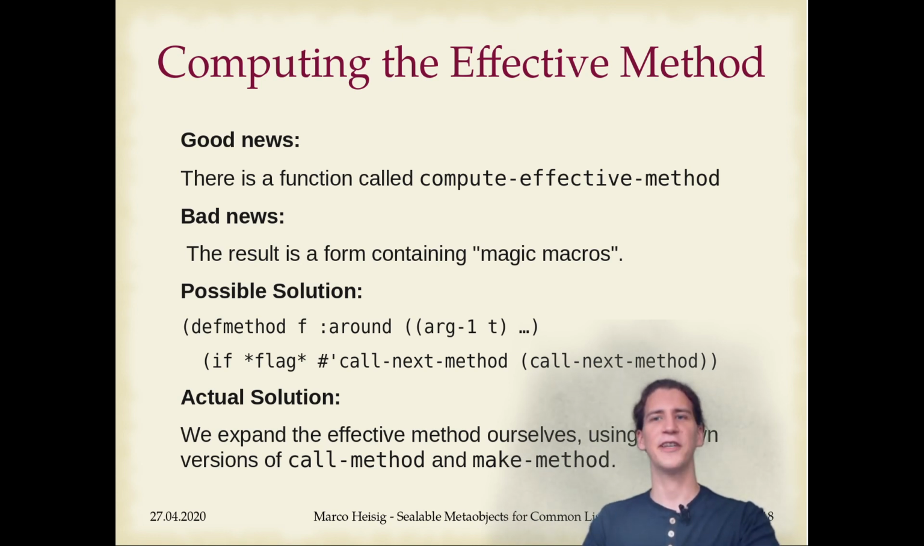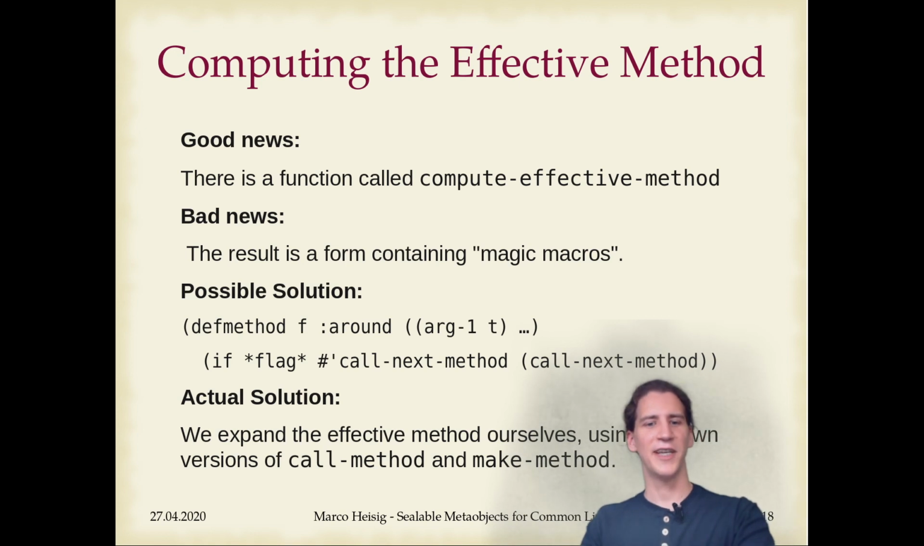I've sketched it here. In reality, you would do it a bit more sophisticated, but the rough idea is you just define an around method on the arguments, and if a special variable is set, we return the function call-next-method for further use. Otherwise, we call the next method. And then to obtain the effective method function, we can just set the flag, call this function with the right arguments, and then use the next method that gets returned.